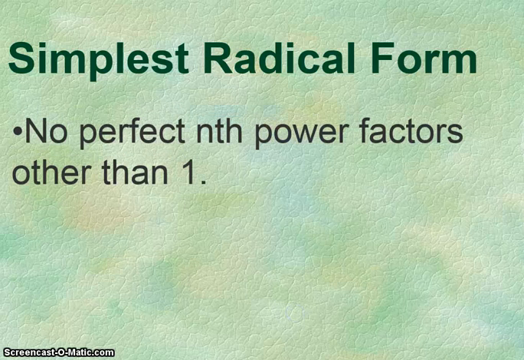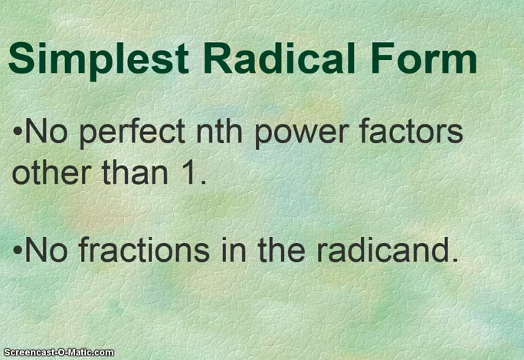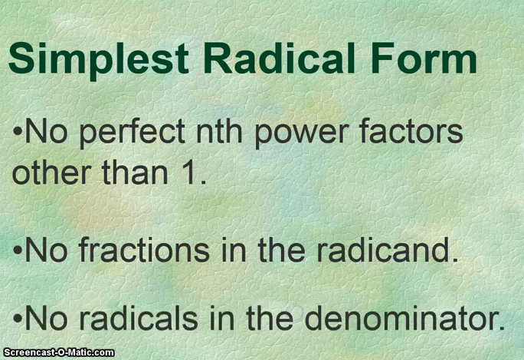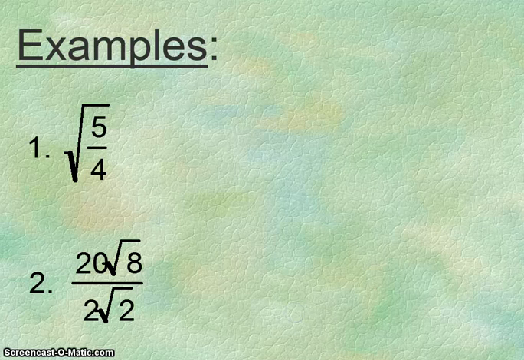To put something in simplest radical form, you must know that there are no perfect nth power factors other than 1, no fractions in the radicand, and no radicals in the denominator. Here are some examples.